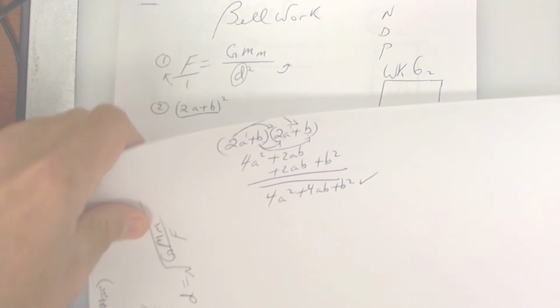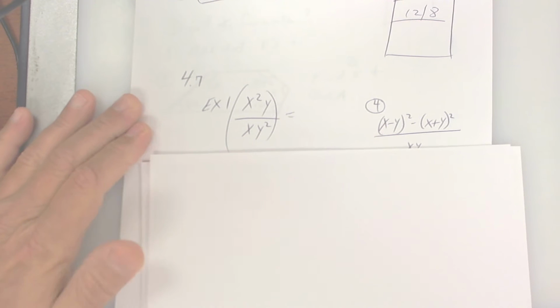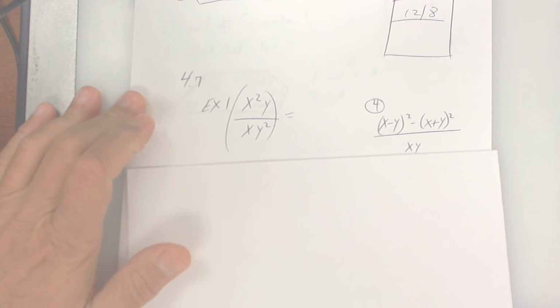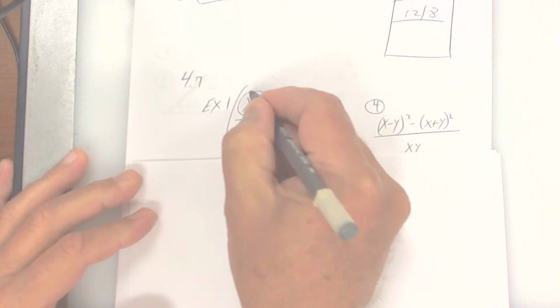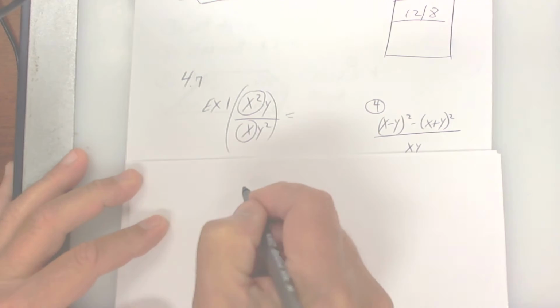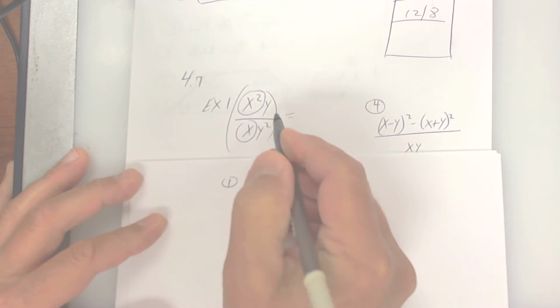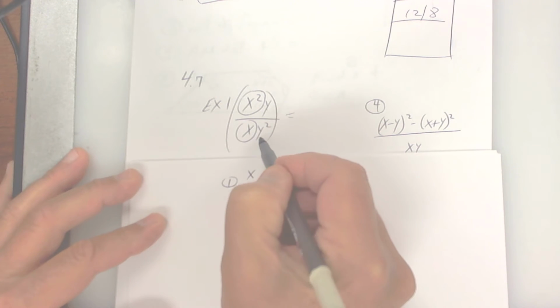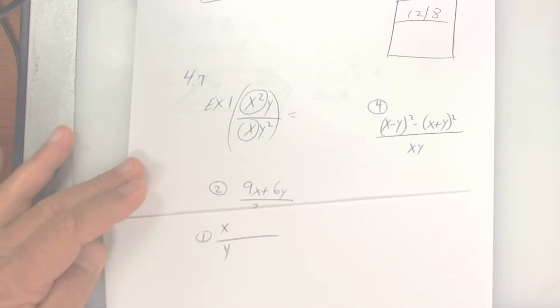All right, let's talk about today's work. Today's work, we're dividing. So copy down number 1 and put 4.7 on a new sheet of paper. All right, this is pretty easy. Look, do you have more x's at the top or more x's at the bottom? Well, you have more x's at the top. You got one more. Do you have more y's at the top or more y's at the bottom? You got more at the bottom. That's the easiest way to do that one.